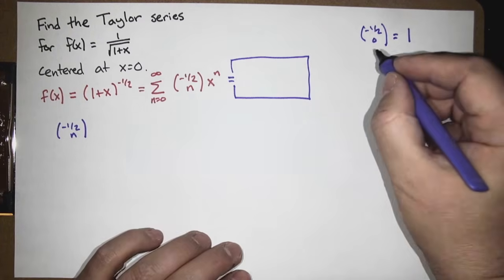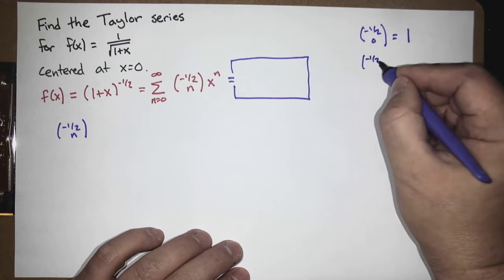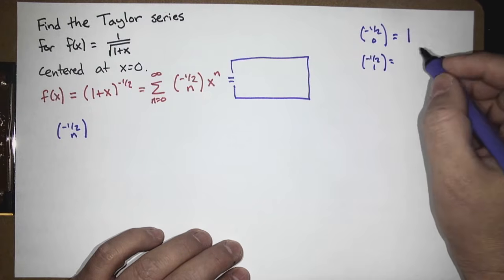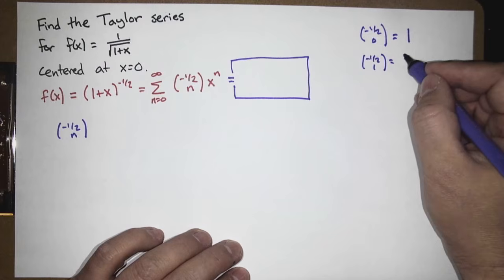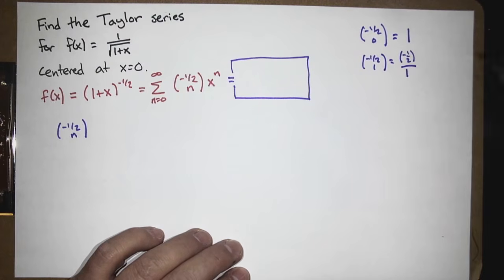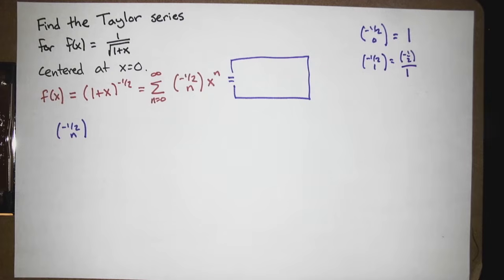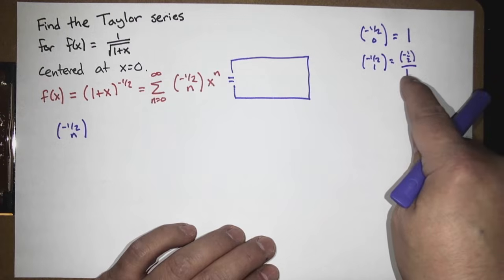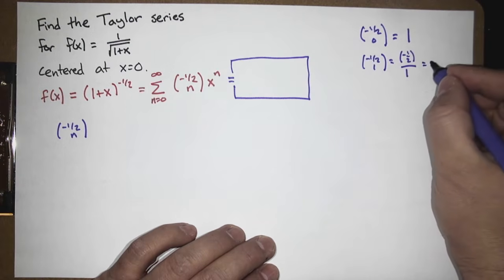All right. Negative 1/2 choose 1. What does that look like? Well, upstairs, you start with negative 1/2. Downstairs, you start with 1. And how far do we have to go? Well, we have to get one term on top and one term on the bottom, so we're done. So it's negative 1/2.